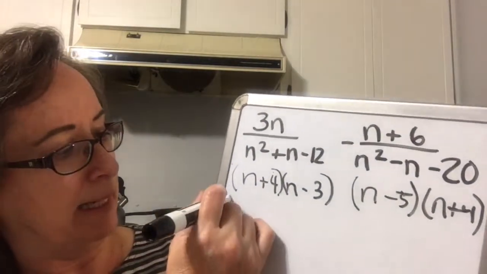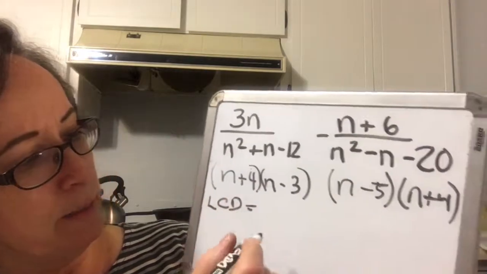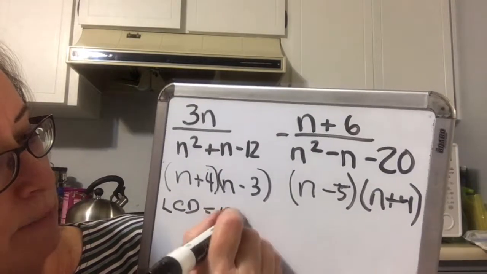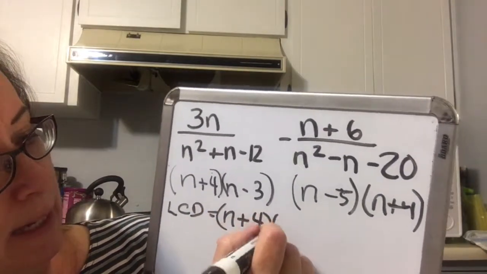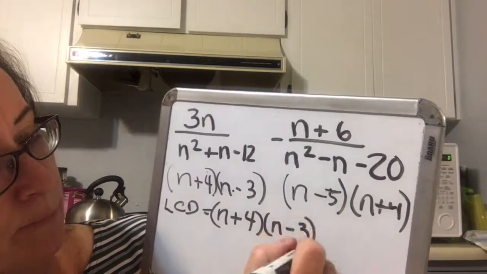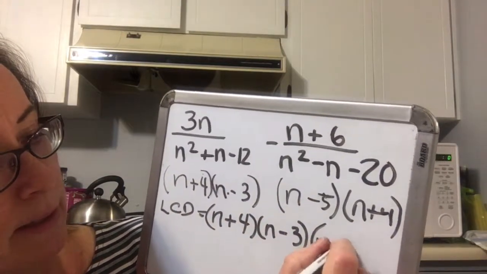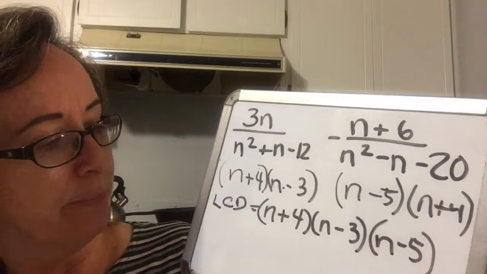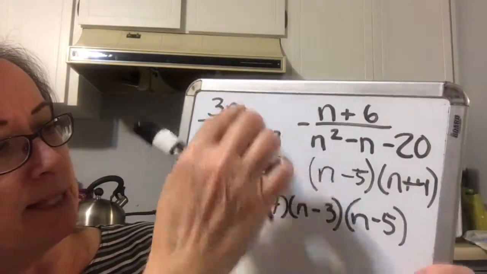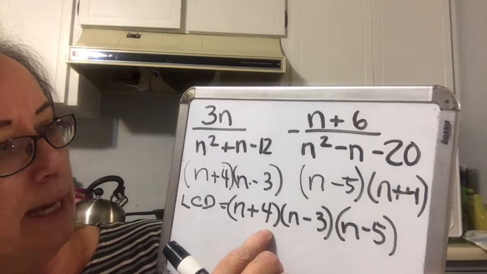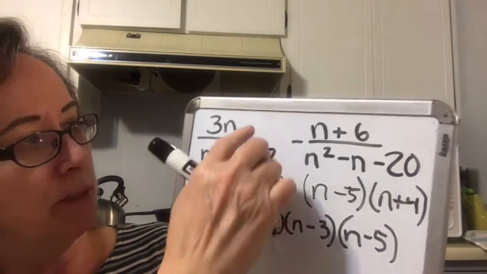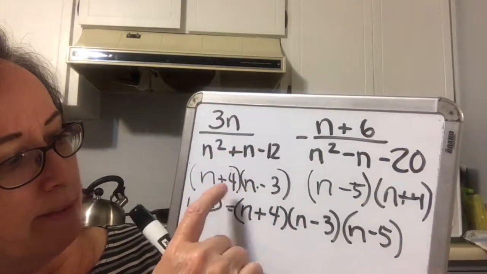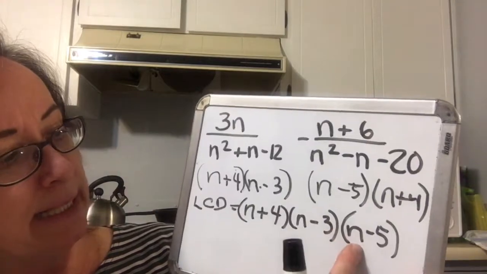And then my LCD is going to be n plus 4, because I have both of those there. It's going to share that one, n plus 4, n minus 3, and n minus 5. So we have a 3 parenthesis LCD. Okay, so now I'm going to re-express this one over this new denominator. And I have to think about what's missing between here and here. So these factors are here. So I got the n plus 4, I got the n minus 3, so I'm missing the n minus 5.